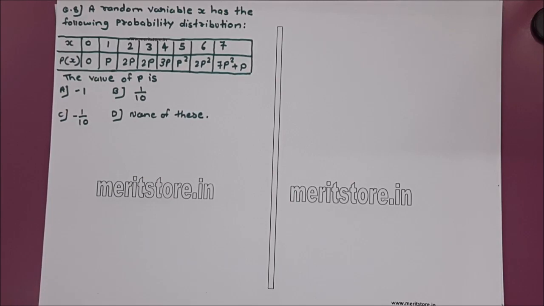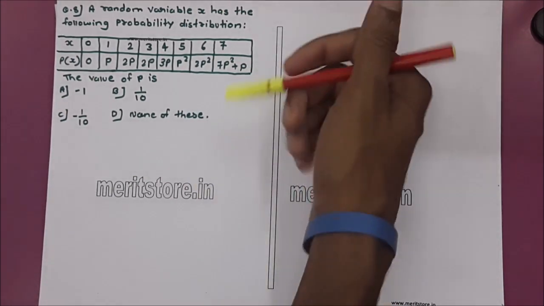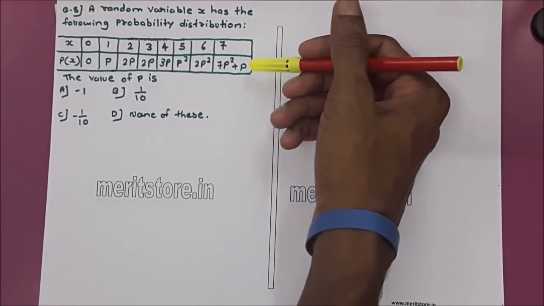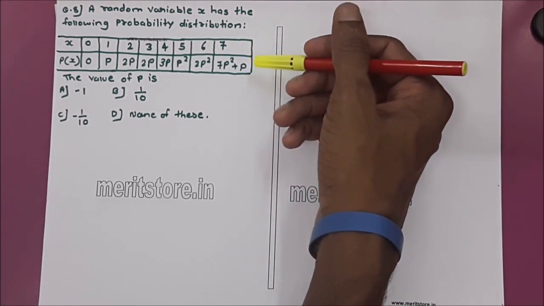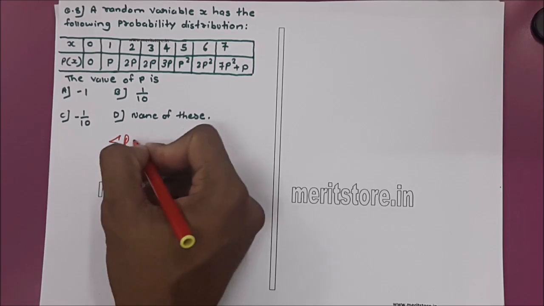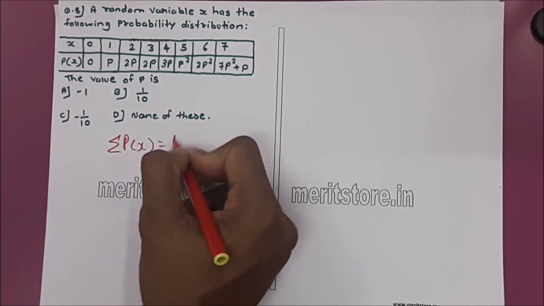Question 8. A random variable x has the following probability distribution. We have a given table with x and probability. The value of p is: we have 4 options: a) minus 1, b) 1 by 10, c) minus 1 by 10, and d) none of these.